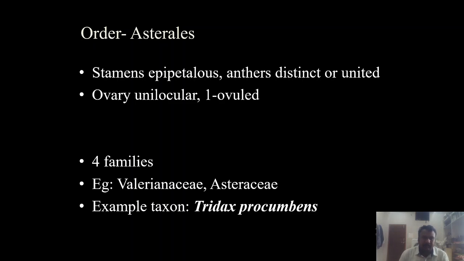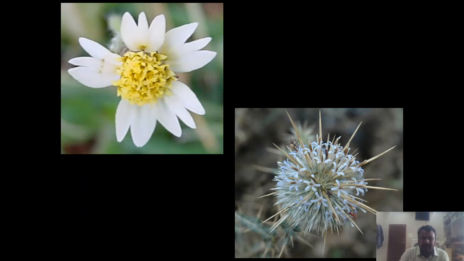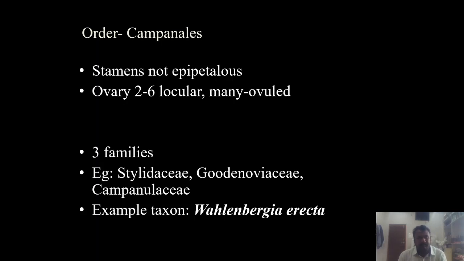Now, other Asterales. Stamens epipetalous again, anthers distinct or united. Ovary unilocular, 1 ovule. 4 families: Valerianaceae, and Asteraceae are the example. Tridax procumbens is the example taxon. You can see Tridax procumbens here and Echinops echinatus here.